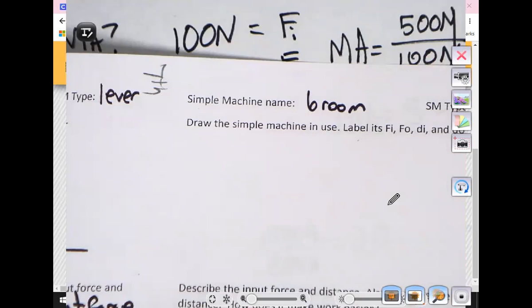I'm going to come around and check for a minute. Draw a person using the broom and then label FI, FO, and DI, and DO.